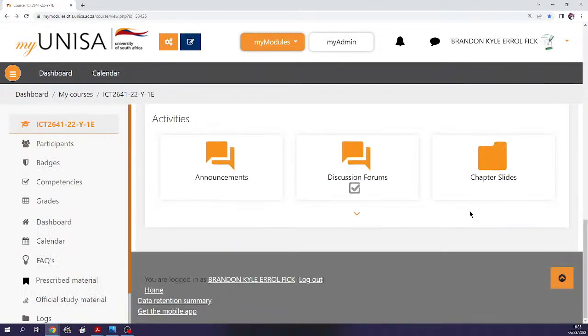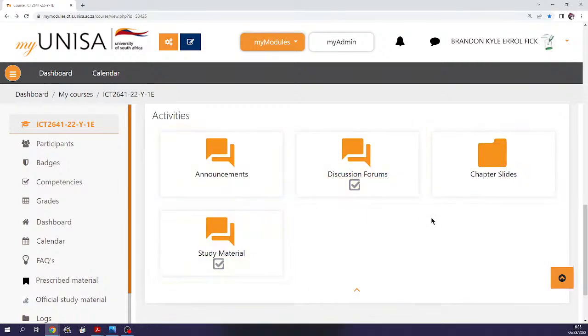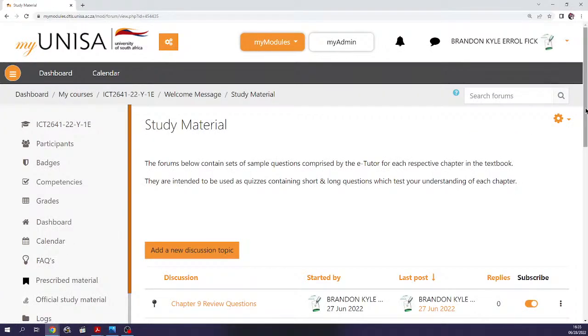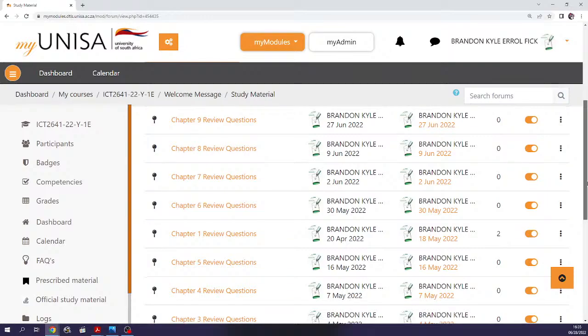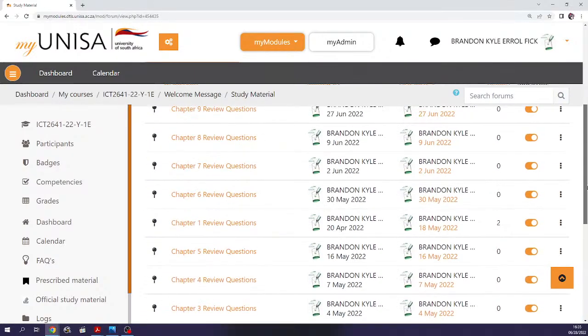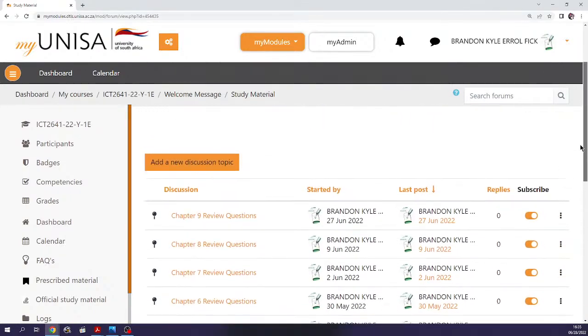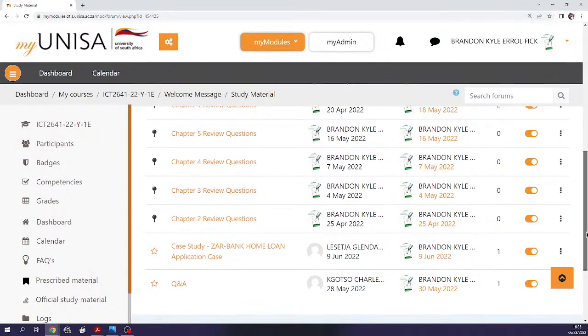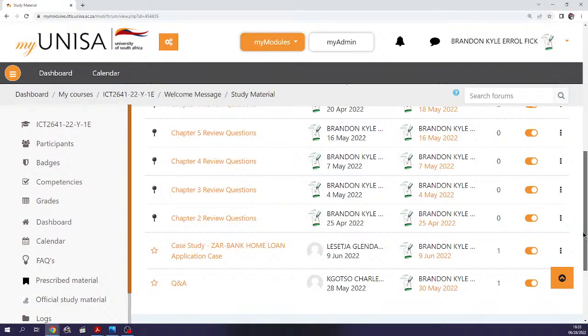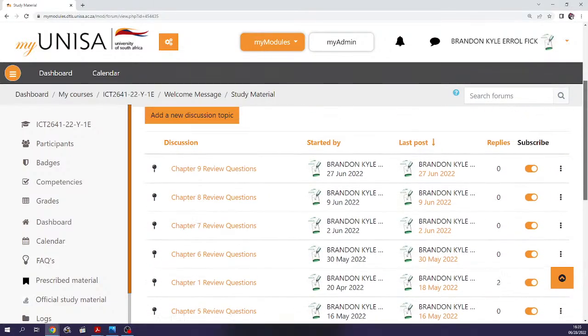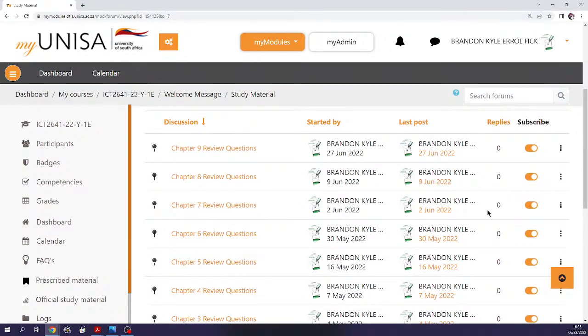So the last one is probably the most important. I don't know how to change the order of these, but the study material. So these are questions that I have compiled. I want to say exam level questions, but I was a little bit nice in most of them. I didn't really make them scary and painful because I wanted students to learn from them. But essentially, let's just filter by discussion. So it's now in numerical order.